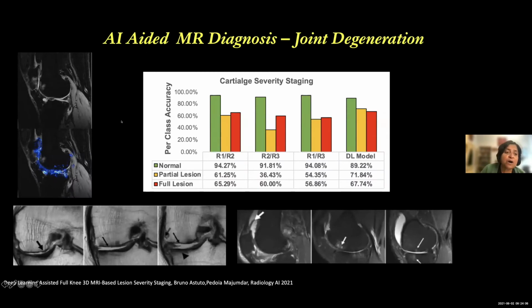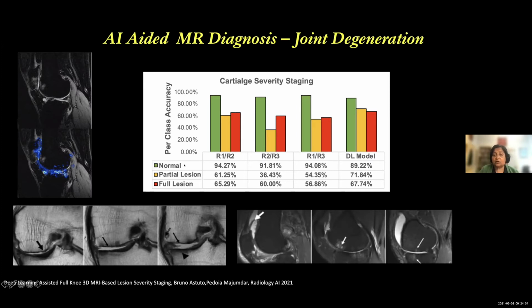Let's talk about the model a little bit. Looking at the model and looking at the heat maps, we can see the areas which the model is using to determine what type of lesion it is. I'm showing you results from the cartilage severity staging. It's a very busy slide. There are 2 radiologists, R1 and R2, and there's a third radiologist, R3. One of them is a trainee. I don't know which one at the moment. And there is the deep learning model that we've trained.